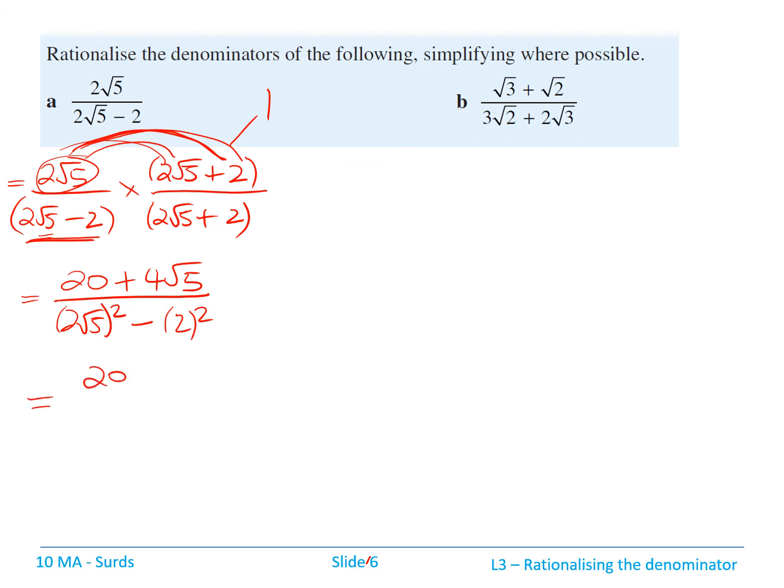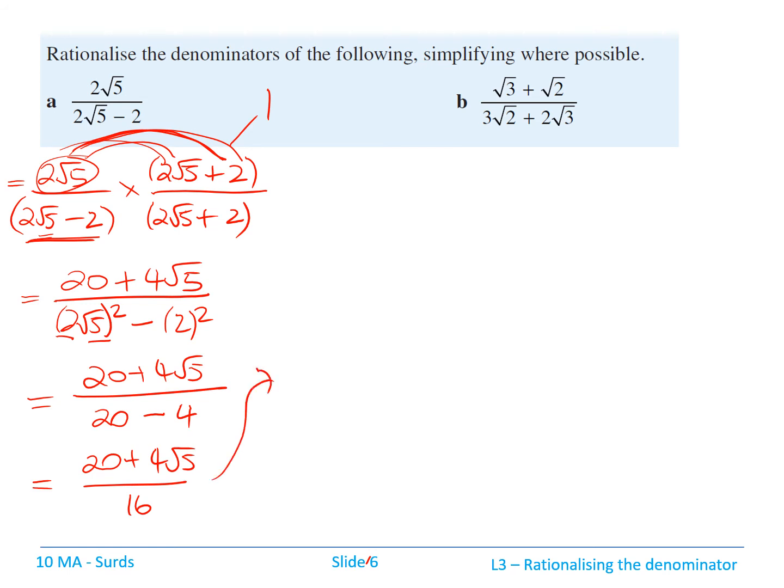So in this case, we've got 20 plus 4 root 5 on 2 root 5 squared is 4 times 5, which is 20, and then minus 2 squared, which is 4. So we end up with 20 plus 4 root 5 on 16. Now, are we finished there? No, we're not. This is what I was talking about before. We can take out a common factor on top of 4.